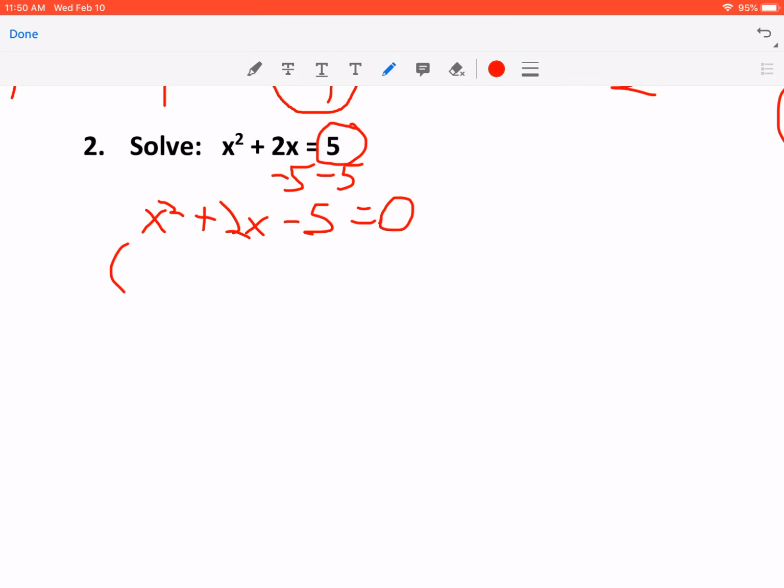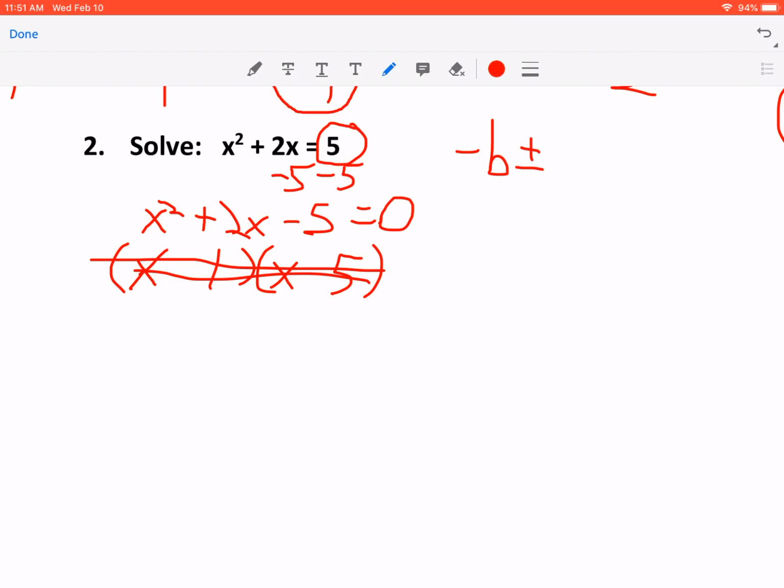If you want to try and factor it, you can. I know x and x is x squared. I don't know if I can factor this. I need two numbers that when multiplied give me a negative 5 but add up to a positive 2. The only way to get 5 is 1 and 5. I don't know how in the world I'm going to get 5 and 1 to add or subtract to positive 2. It can't be done, so don't even waste your time. If it can't be factored, go to the quadratic formula.